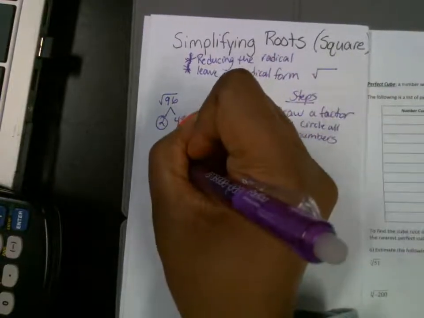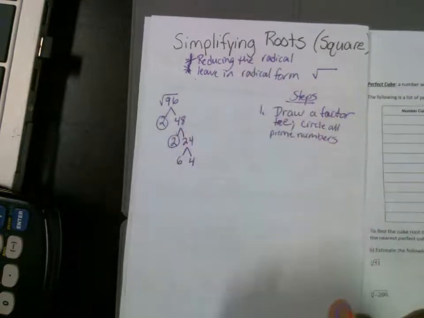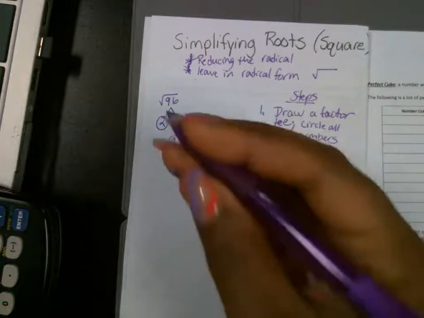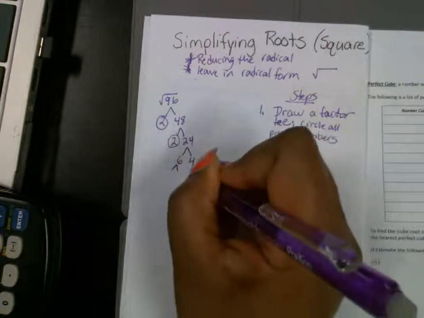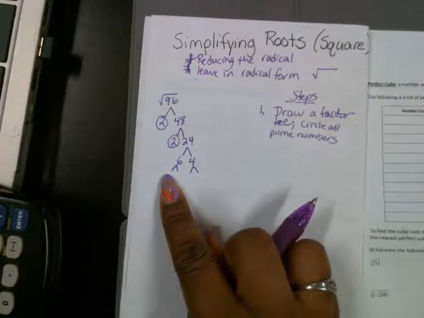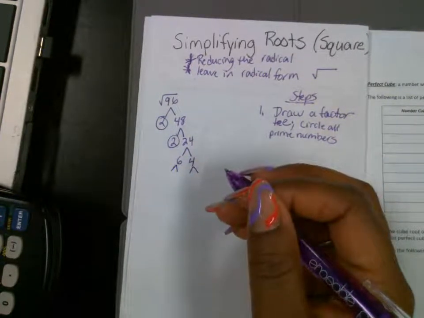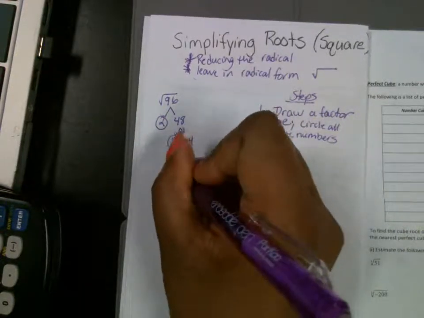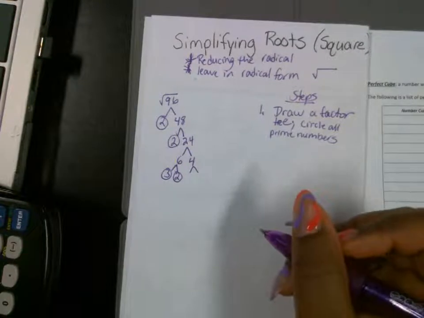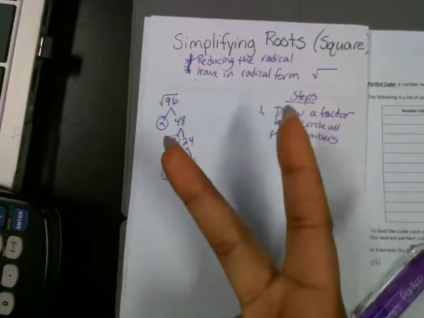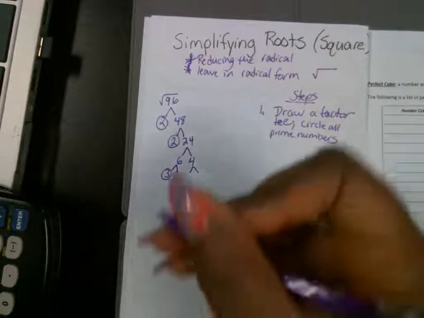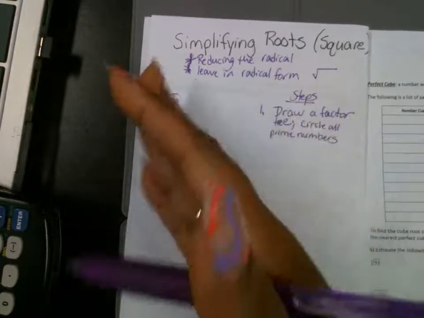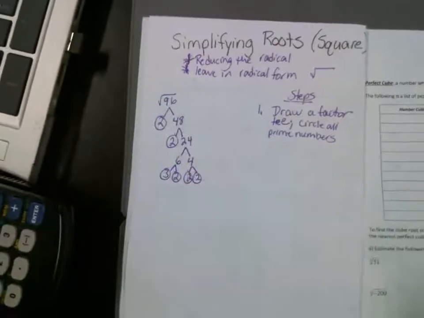6 times 4. Both of these numbers are composite. That means they have more than 2 factors. What two numbers can be multiplied to give me 6? 3 times 2. Circle both 3 and 2 because both 3 and 2 are prime. They only have 2 factors. What about 4? 2 times 2. So now I have my factor tree with all my prime numbers circled.